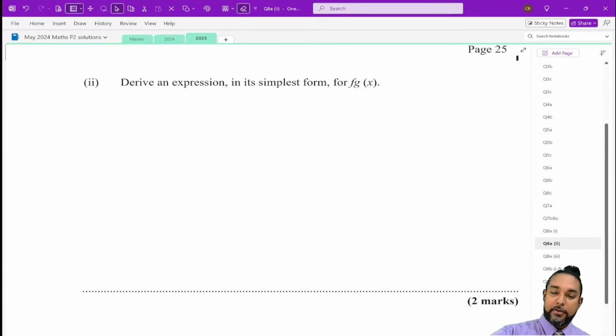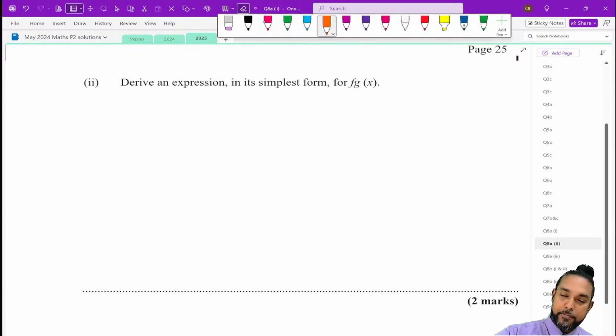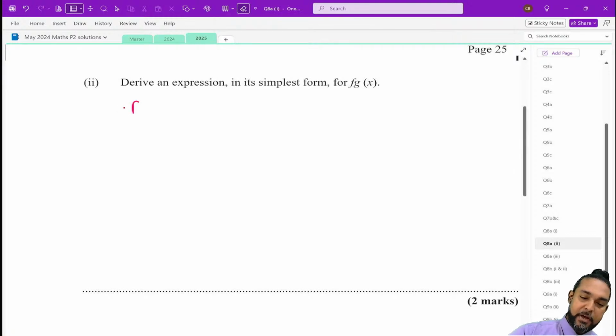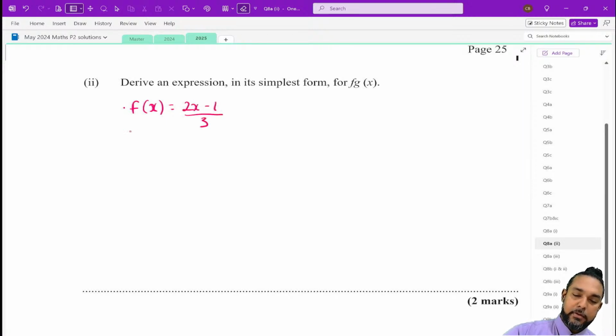Derive an expression in its simplest form for fg of x. Okay, so check this. What was the function for f? f was 2x minus 1 over 3. And then g was 5 minus x squared.